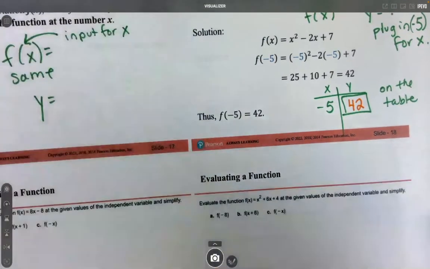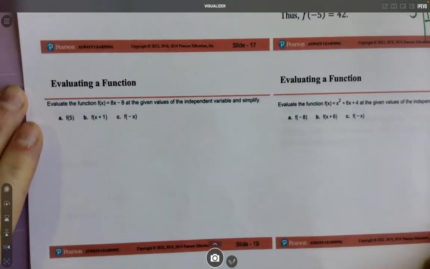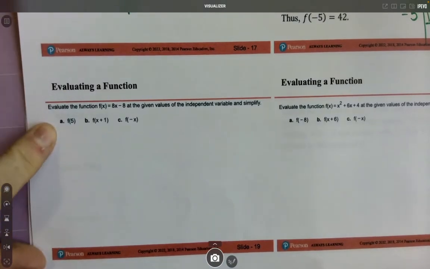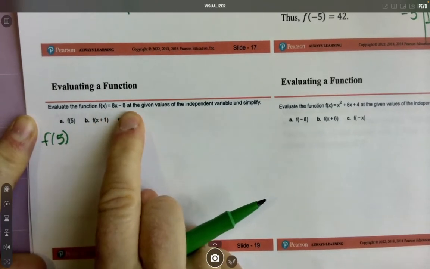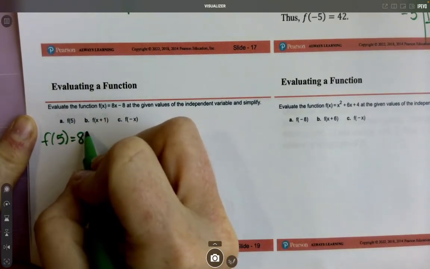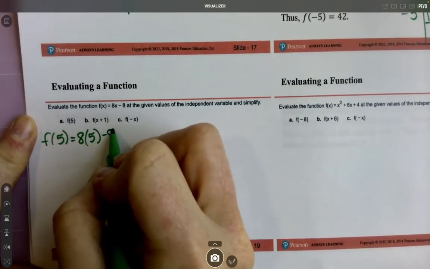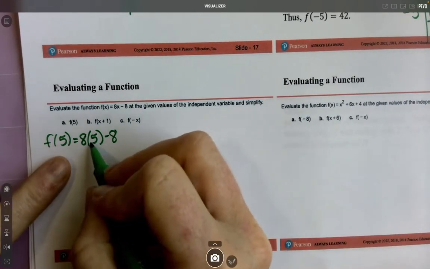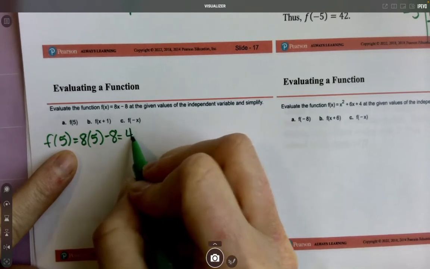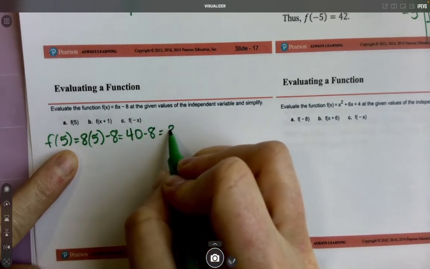Okay. Let's look at evaluating a function. More examples. So this is f of 5. So f of 5 for 8x minus 8. That means I'm going to do 8 times 5 minus 8. Do it in your head or do it in your calculator. But 8 times 5 is 40. 40 minus 8 is 32.